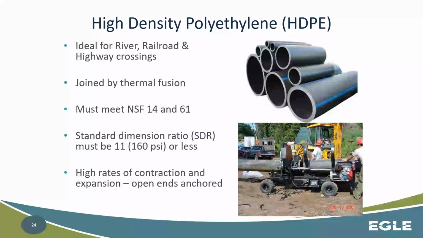Now getting into HDPE, the high density polyethylene. These are fairly robust. They can be very thick, strong materials. That's why they're typically very good for river crossings, railroad crossings, highway crossings, things like that. They can withstand some of those, and they can be a thicker material typically. These are also joined by thermal fusion, as that PVC portion was before.